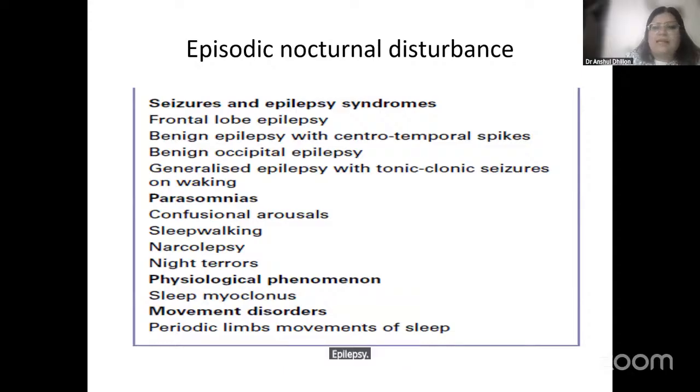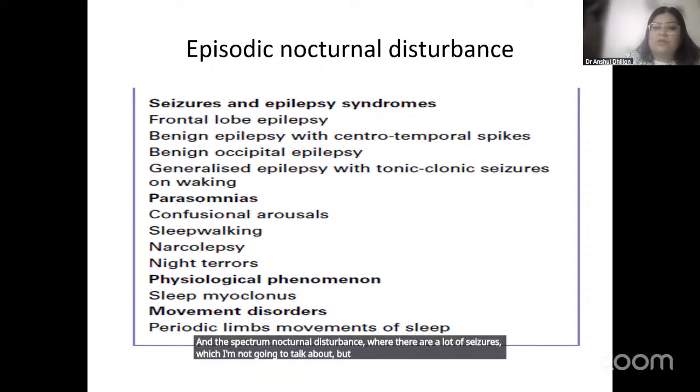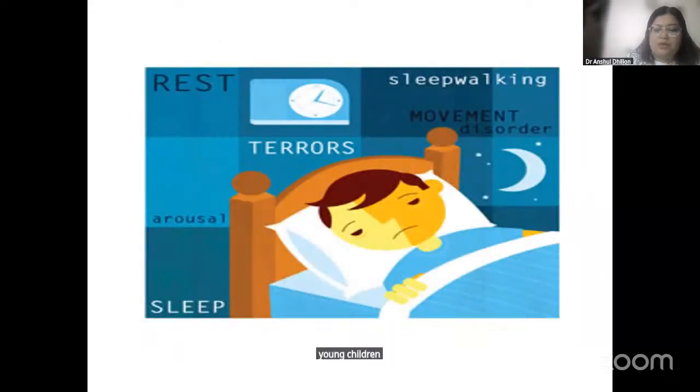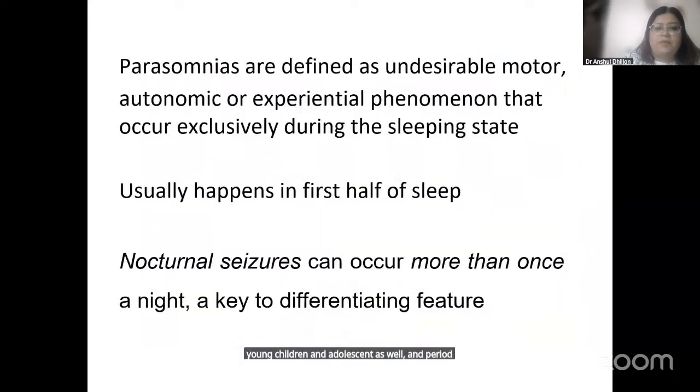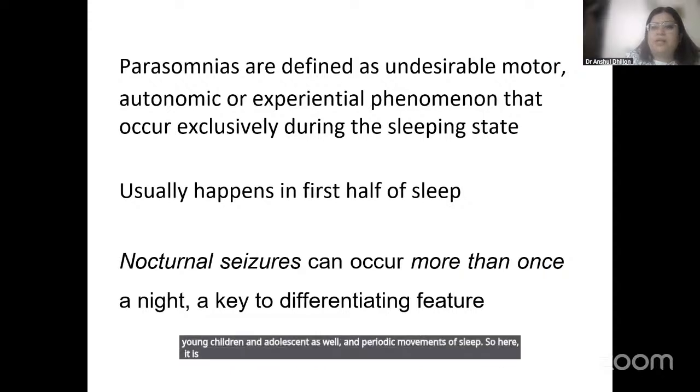So of course there is another spectrum, nocturnal disturbance, where there are a lot of seizures, which I'm not going to talk about, but there could be confusional arousals, parasomnia, sleepwalking, narcolepsy, night terrors, sleep myoclonus, which we have already discussed in babies, and it can happen in young children and adolescents as well, and periodic limb movements of sleep. So here it is very, very important to differentiate and take a good history.